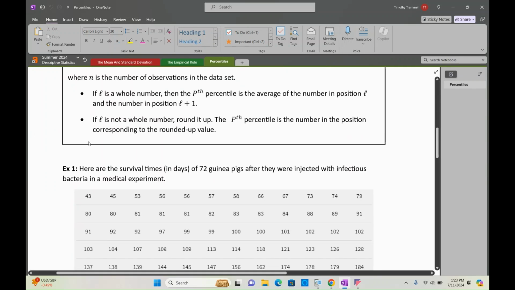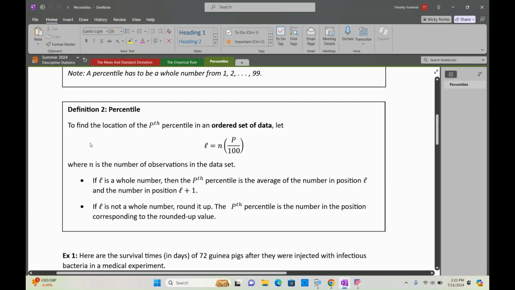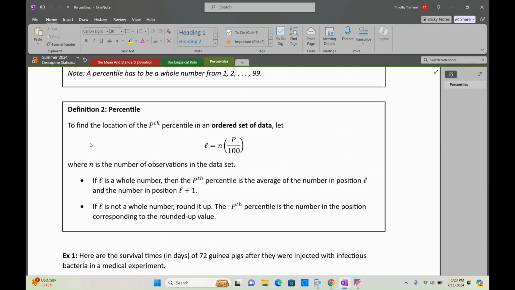So let's look at what the second definition says, because it takes a little more work. If you take the number of pieces of data you have, and we'll call that N, we can identify the location of the Pth percentile by using this little formula here, L equals N times P over 100. And P is just the percentile. So if we want to find the 90th percentile, we'll replace P with a 90.